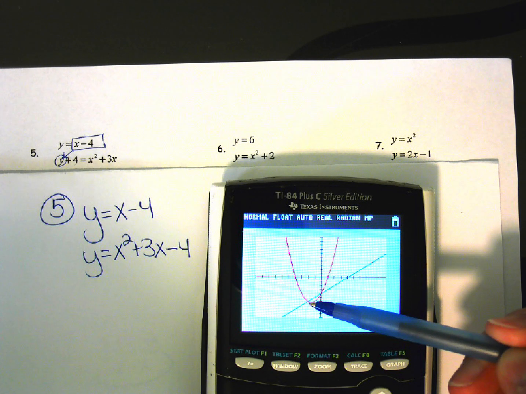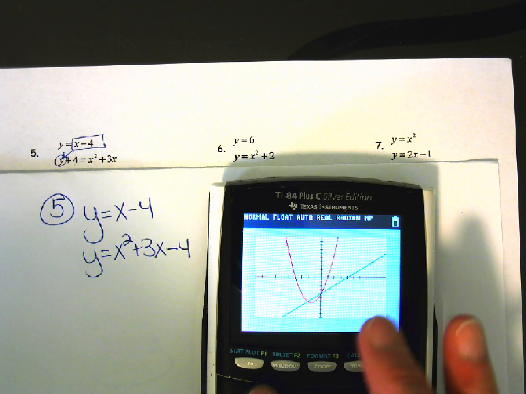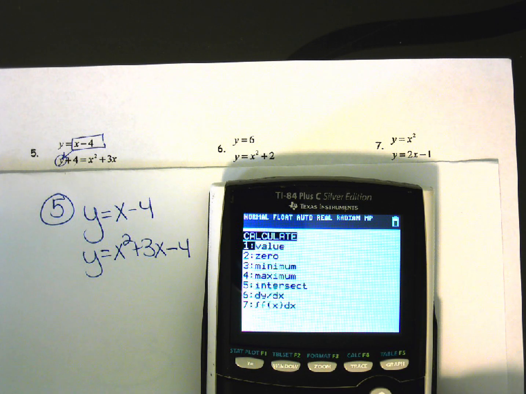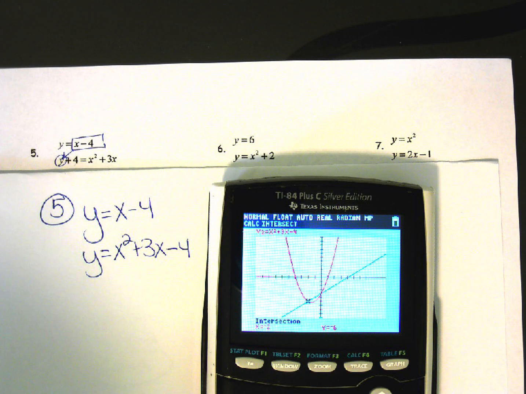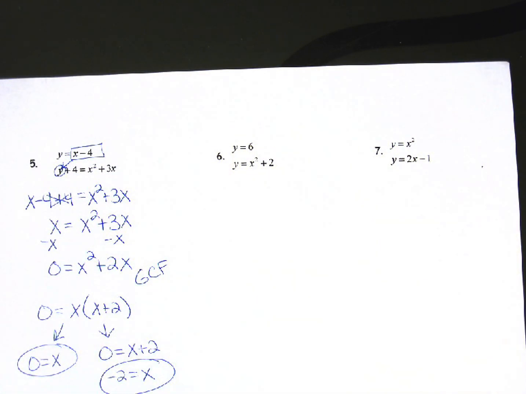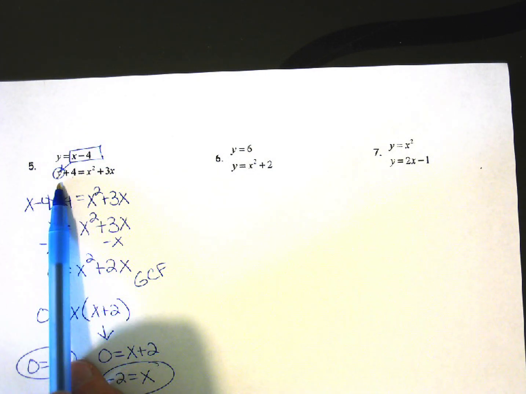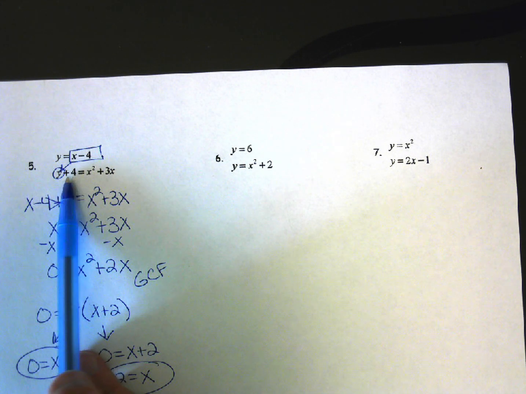So this one on the left, I definitely would probably go through and go second, calculate, intersect, and I would move that blinking star over here, and then I would hit enter 3 times. And now you can see the intersection was -2, -6. Okay, so again, I just wanted to point that out to you because I thought it was kind of unique how this was not in a y equals.